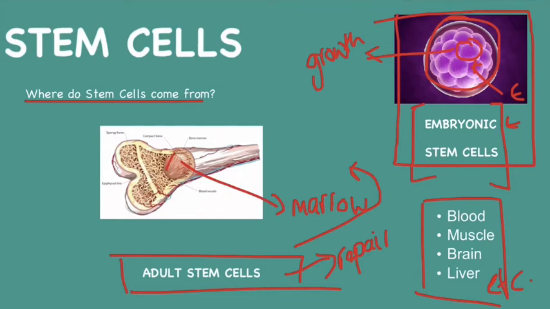So for example, here we have the bone marrow. We know that bone marrow is primarily responsible for producing the cells in our blood. So our stem cells that we find in the bone marrow are likely to differentiate into blood cells, such as our red blood cells, our white blood cells, and our platelets as well. So generally our adult stem cells only differentiate to cells that are similar to them.